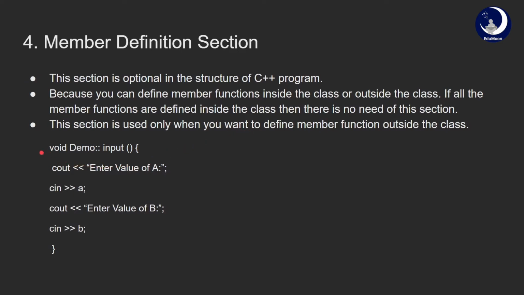So let's take a look at this program. Here void refers to the return type of this input function, and demo is the class name, and this symbol here is the scope resolution operator. This tells that the scope of the input function is confined to the demo class. Here we'll be taking the input of A followed by the input of B.